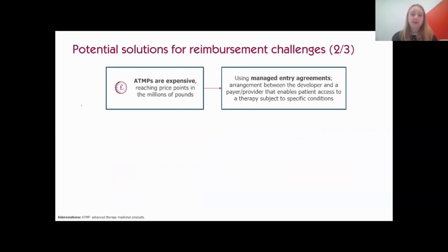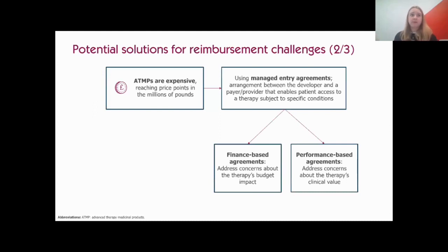the entire advanced therapy, they would be taking on pretty much all of the risk of it not working in the long term. But using these managed entry agreements places some of the risk back on the manufacturer, basically saying if this doesn't work as advertised, the government will not pay for all of the therapy and the manufacturer will have to supplement that. So these can be both finance-based agreements, which we'll go into in more detail, but they address concerns about the therapy's budget impact, or performance-based agreements, which address concerns about the therapy's clinical value and specifically clinical value in the long term after a one-time administration.